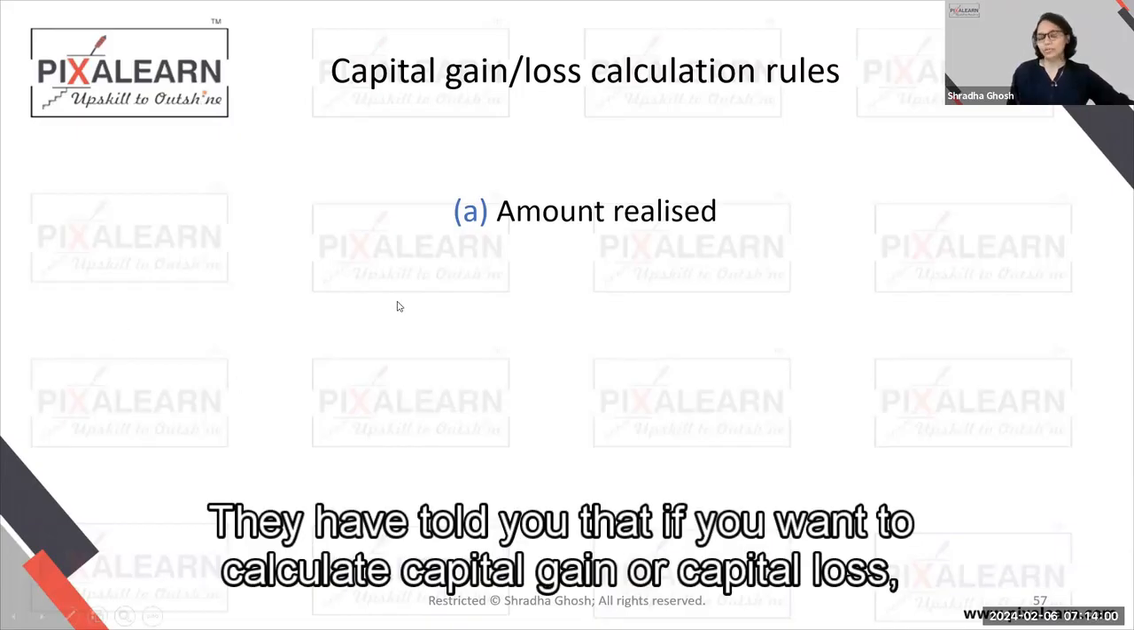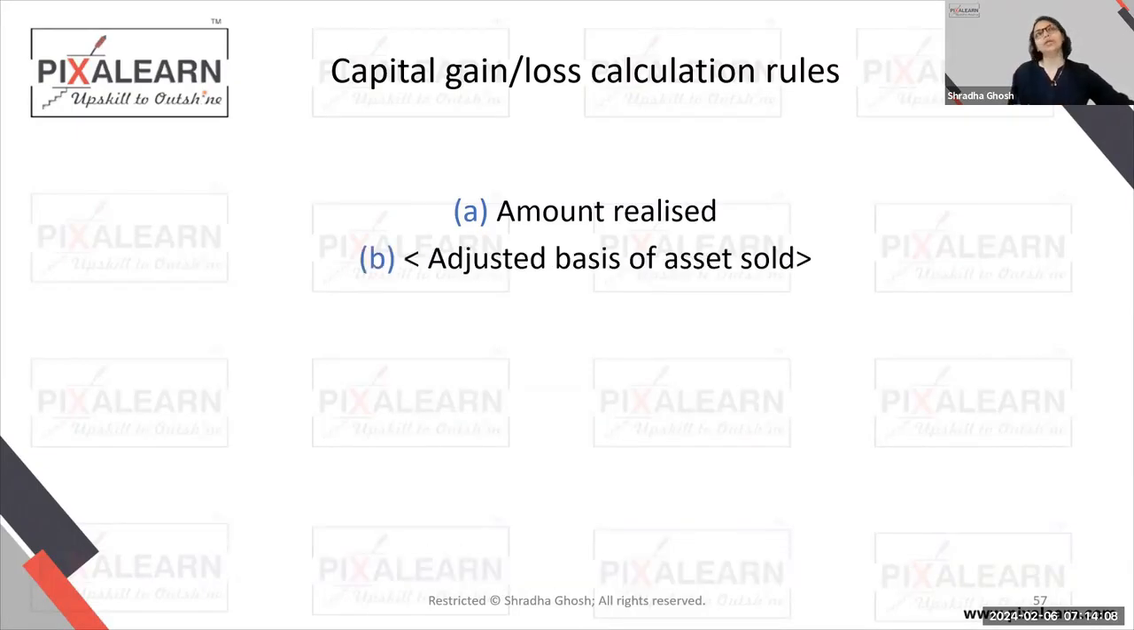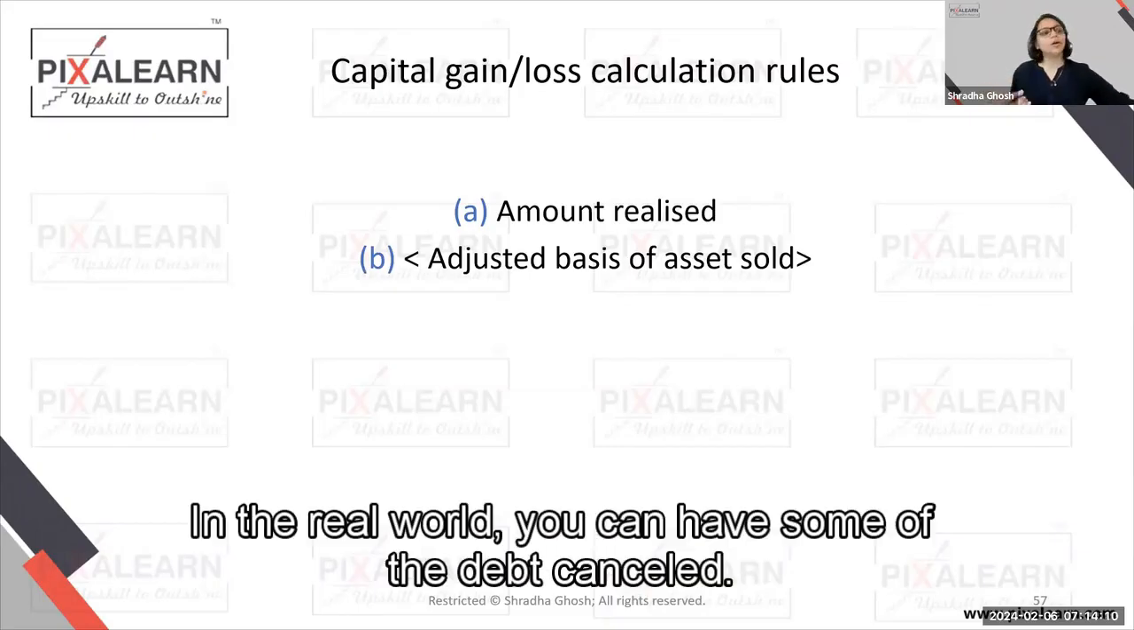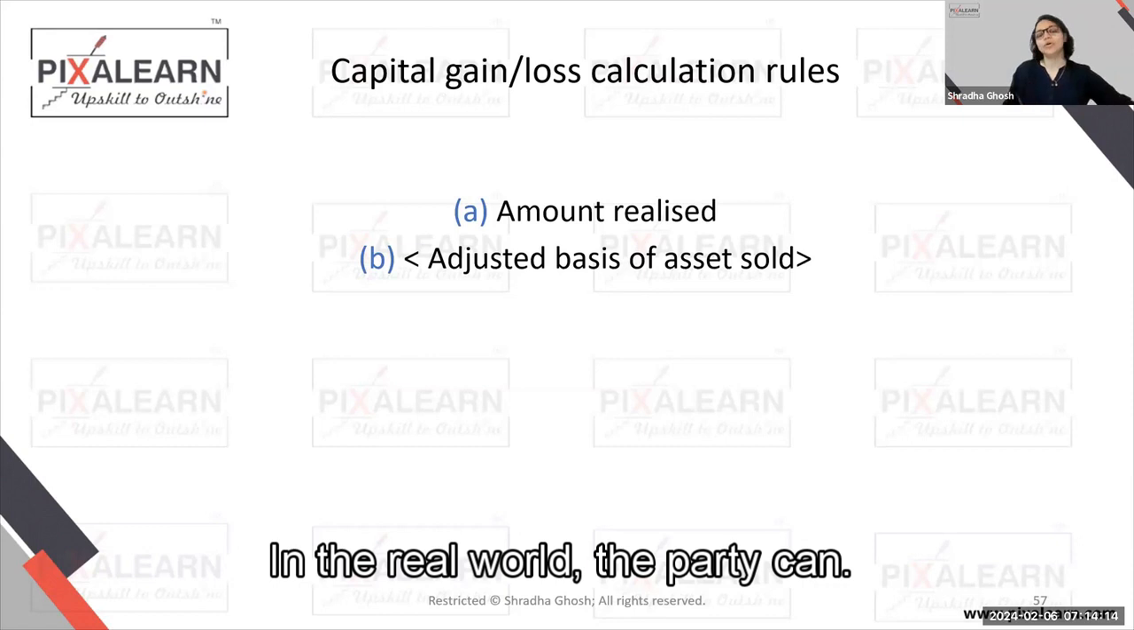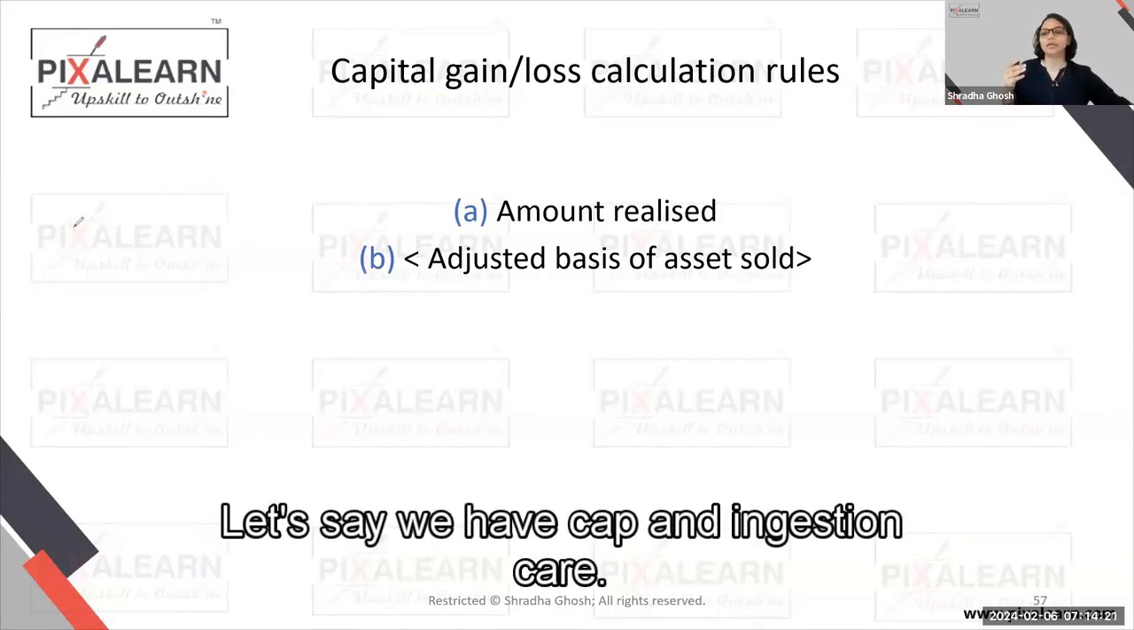They have told you that if you want to calculate capital gain or capital loss, you have to first take the amount that you realize. Now, in the amount realized calculation, there is a lot of stuff, right? In the real world, you can have some of the debt cancelled. The best example would be, let's assume two people from the class. Let's say we have Ketan and Jaishankar here.